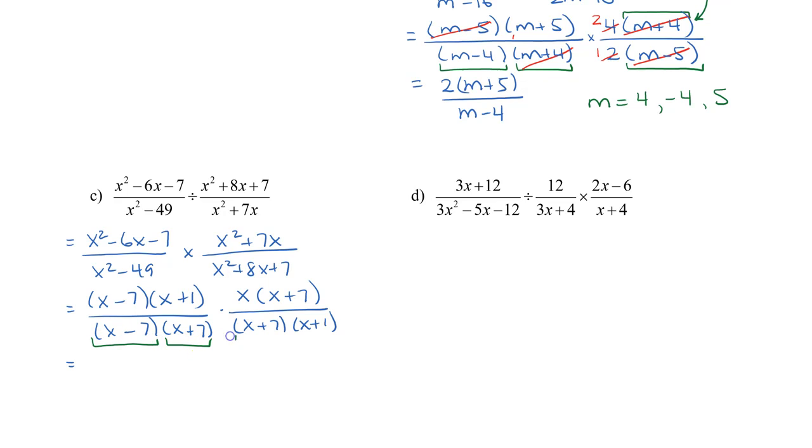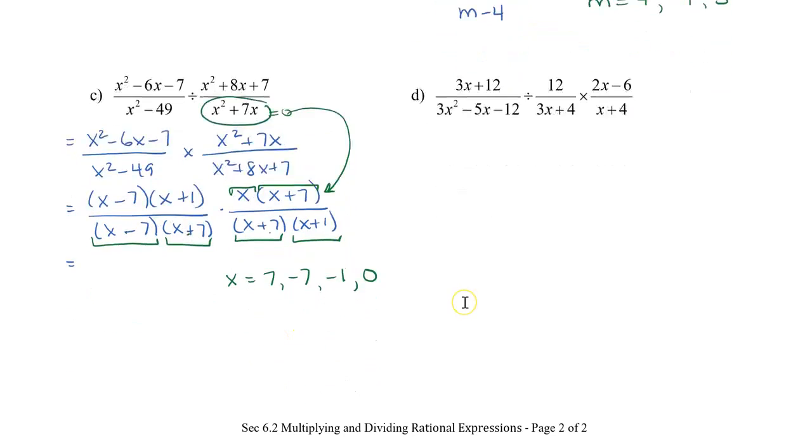We have 1, 2, 3, 4. And remember, this used to be the denominator, so we still can't be equal to 0. So we need to check our numerator here. So we have 6 factors that we need to check. So we have x equals 7, negative 7, another negative 7, negative 1. The x on its own actually represents 0. And then we have x plus 7, so negative 7. So we have 4 non-permissible values here.